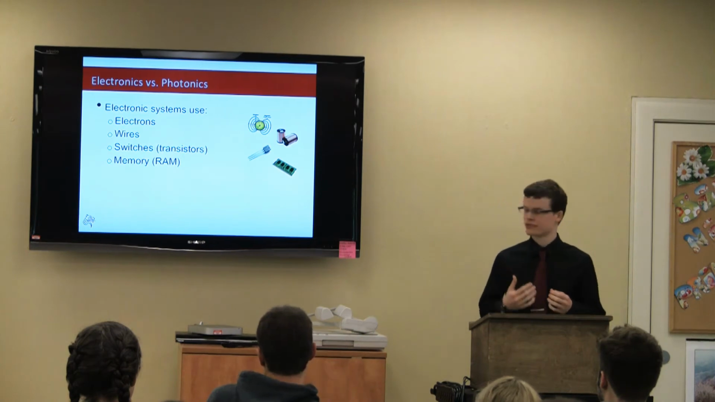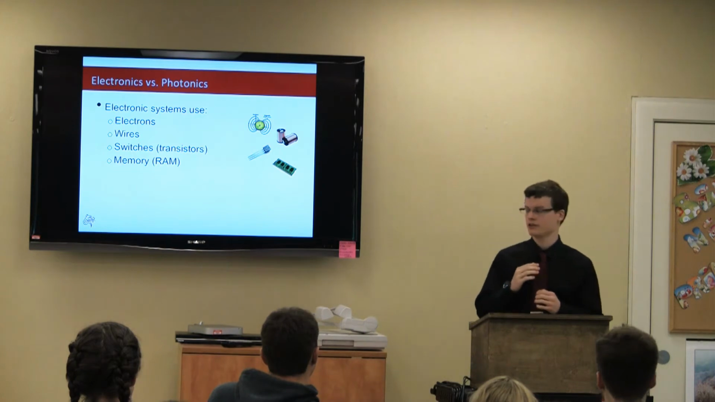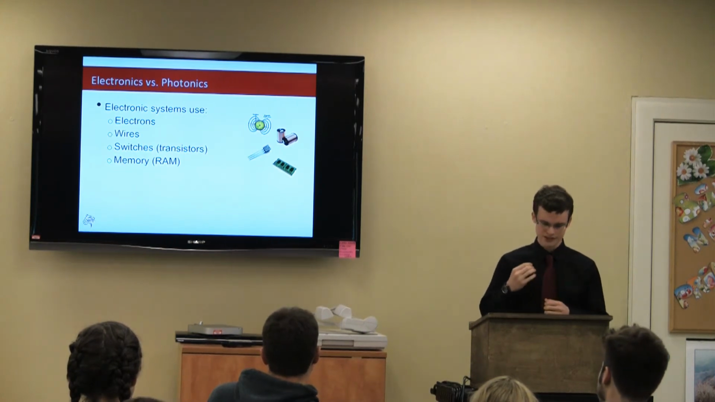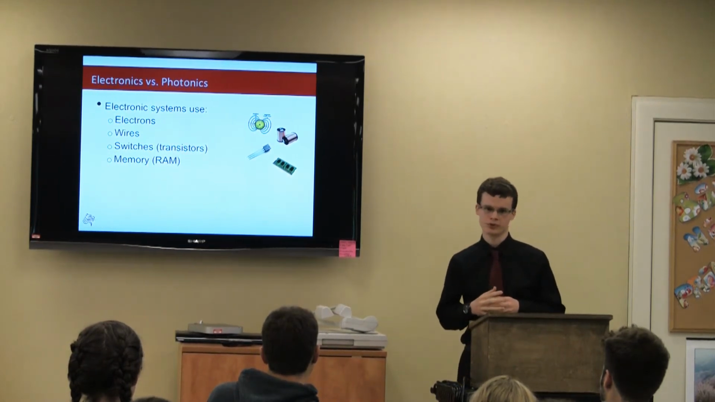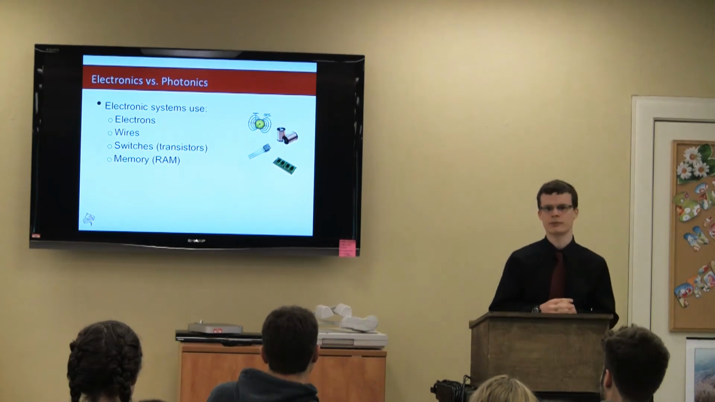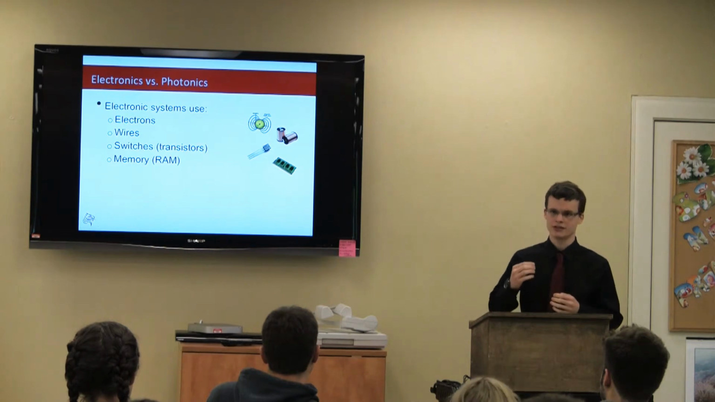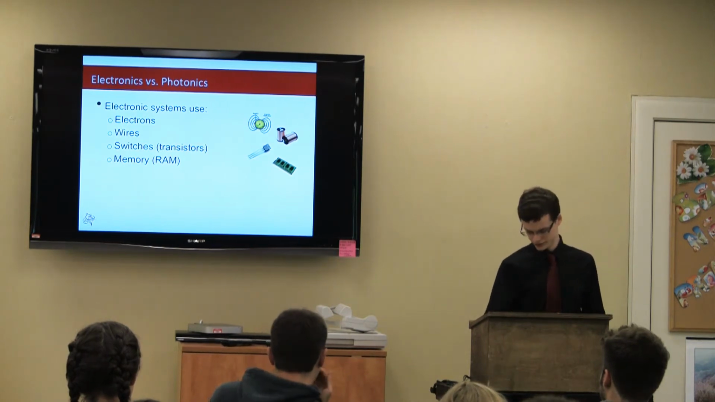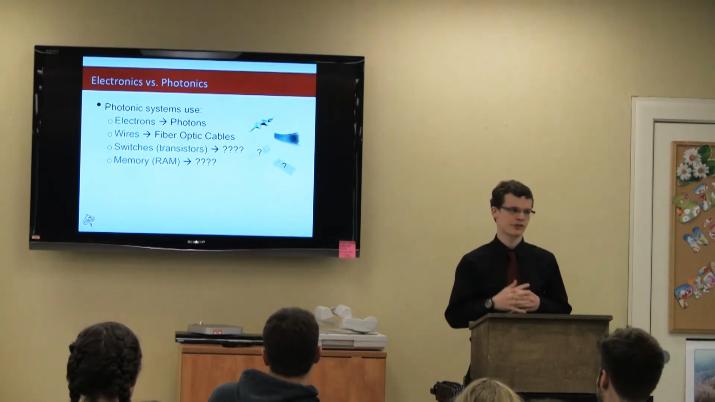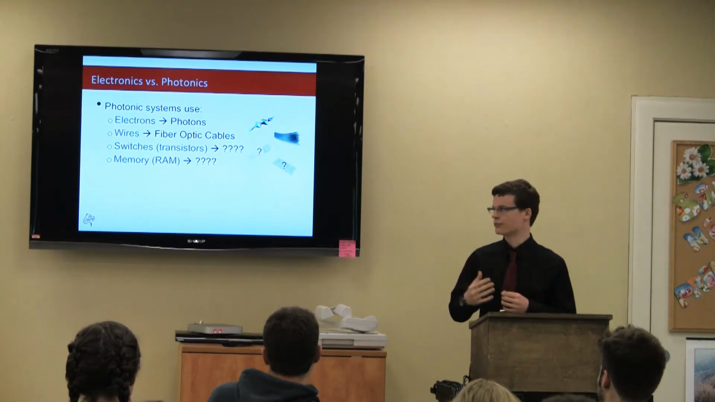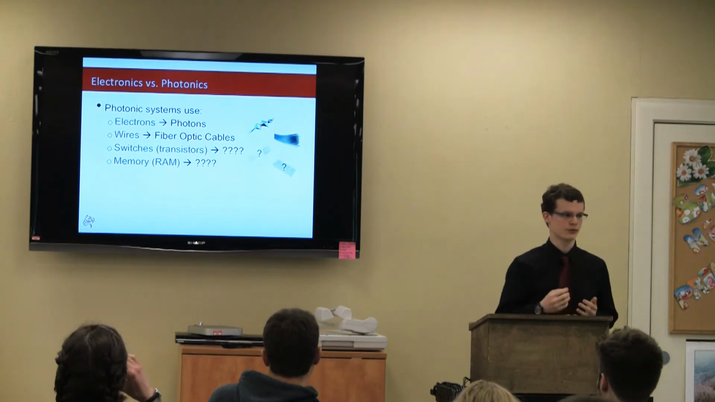So, what makes electronics and photonics fundamentally different? If we look at an electronic computer, data is carried with electrons over wires. This data is then processed by switches or transistors and stored in memory or RAM for quick access. While a photonic system is based on different principles, it does have analogous system components. So, as the name implies, photonics carries data with photons, which travel through fiber optic cables. The data is then processed by optical switches and stored in optical memory.